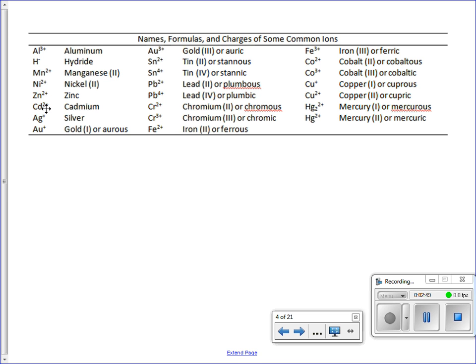Cadmium carries a +2 charge, but we don't use that a whole lot in problems that we work. The rest of these are common transition metals, and you should know that if gold carries a +1 charge, we call it gold 1, and if it carries a +3 charge, we call it gold 3. These Roman numerals are called the stock system of naming, and it's much easier than the old way of naming that used ic and us endings.